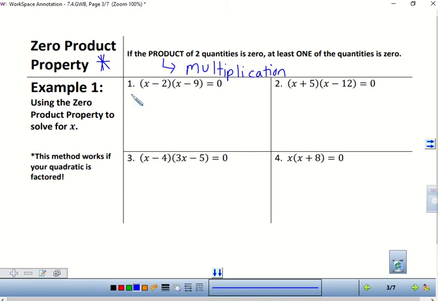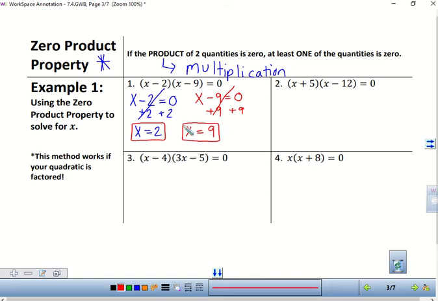So we take each of these products and we set each one equal to 0. So I take x minus 2 and I set it equal to 0. And I do x minus 9 and I set it equal to 0. And then my goal is to solve each one of these for x. So to do that, on this side I'm going to add 2 to both sides. That leaves me with x equals 2. And over here I'm also going to add 9 to both sides, which leaves me with x equals 9. So these are our two solutions to my equation, and we use the zero product property to find them. So you're just solving two one-step equations on that one.